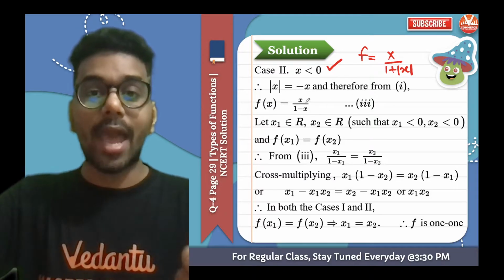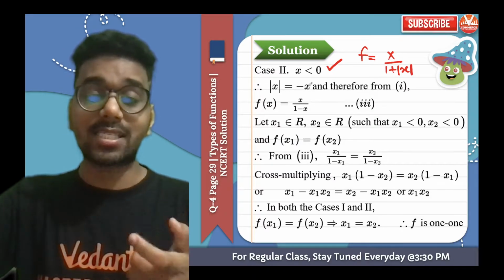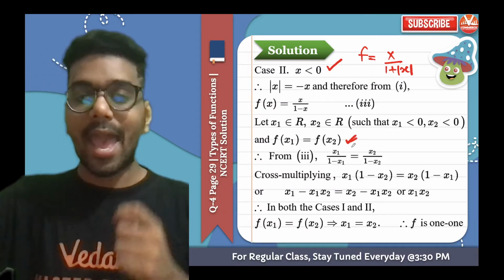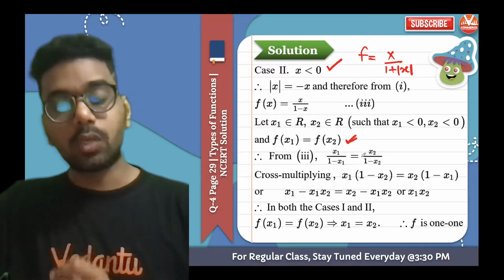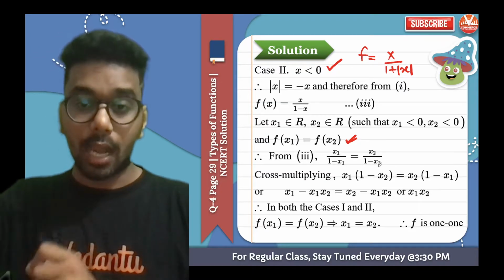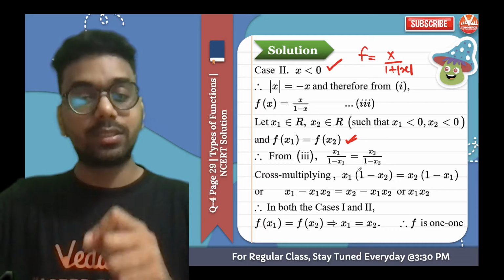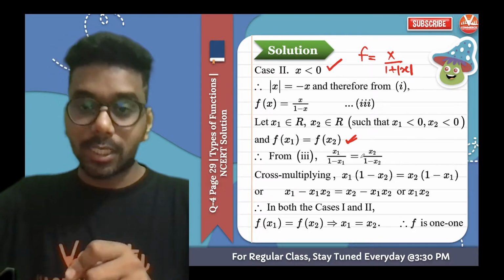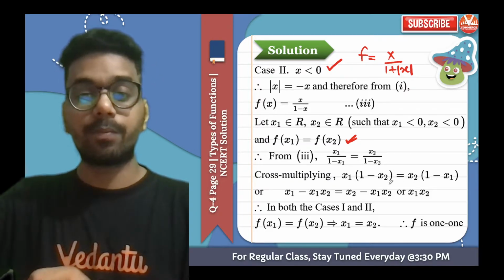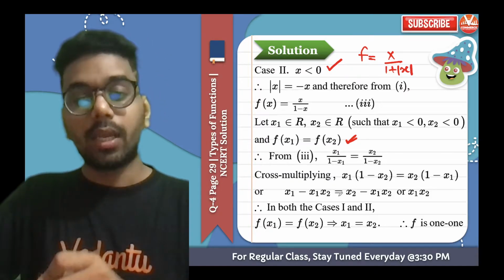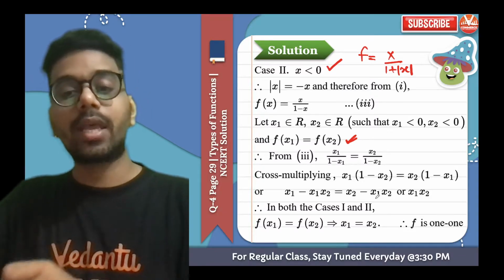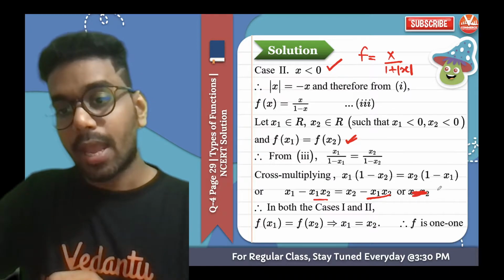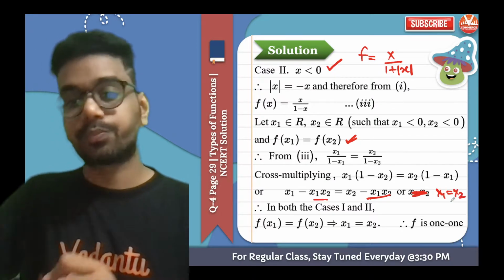So this will be equal to x upon 1 minus x, because for x less than 0, this is minus x. Now apply the same check. x1 upon 1 minus x1 is equal to x2 upon 1 minus x2. Now if you cross multiply, this gives you x1 into 1 minus x2 from here, and x2 into 1 minus x1 here. So x1 minus x1x2 is equal to x2 minus x1x2. Both of these will be cancelled, and over here you will have x1 is equal to x2.